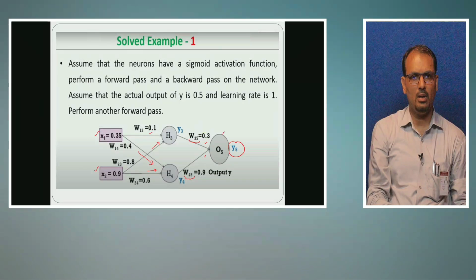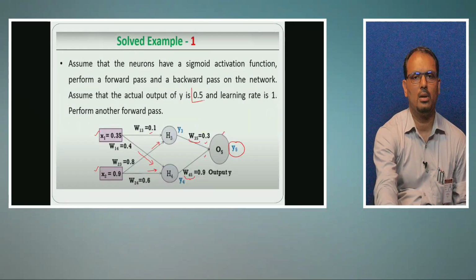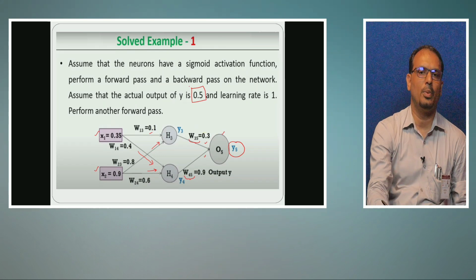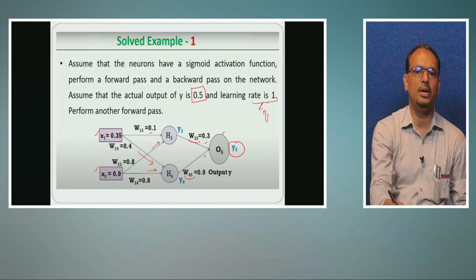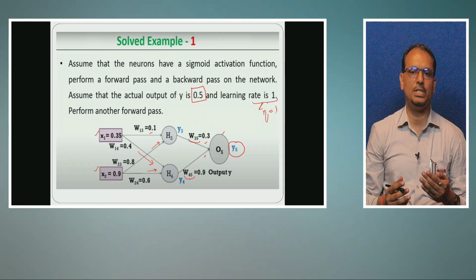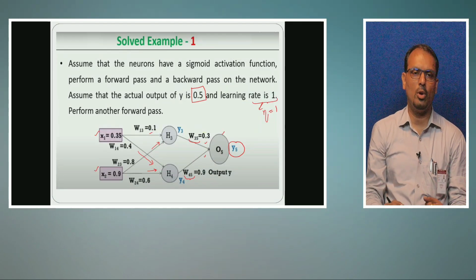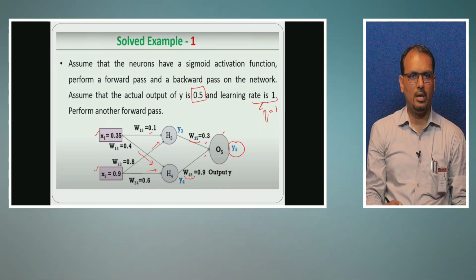This was the example. What is our targeted output here? If you recall, 0.5, and my learning rate I consider here 1. Yesterday also I told you that the learning rate symbol is eta, and we assume the maximum learning rate here because we want to train our model with maximum efficiency, right?